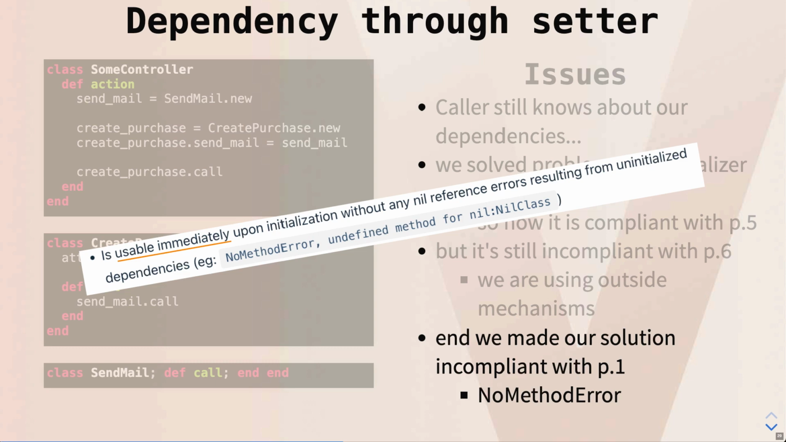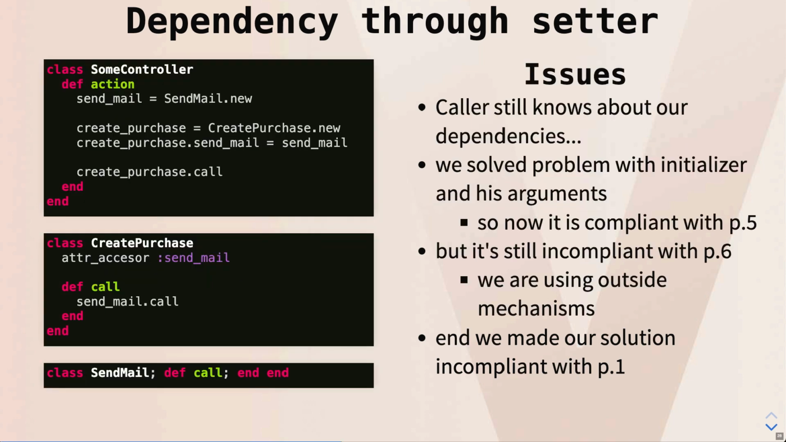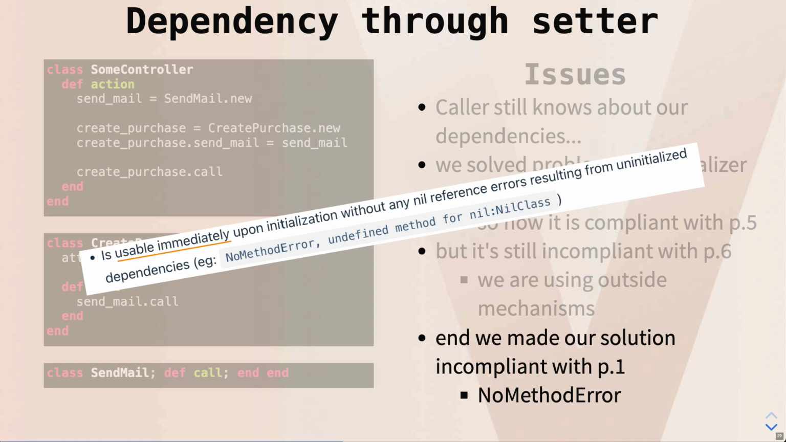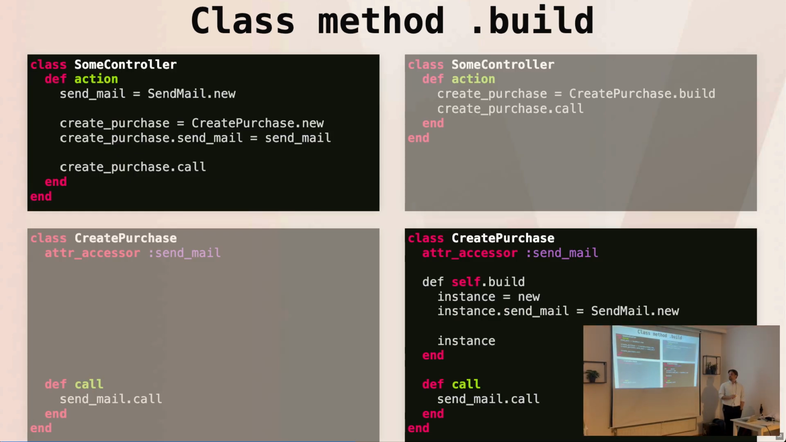If you look at the code, if we create an instance of this create purchase just with the initializer and do not use the setter for our dependency, it will raise a no method error. So yes, this is not acceptable, at least for our concept. Let's change something. It will not solve all problems, but we'll be closer and solve some of the issues we already have. So let's introduce a build class method.